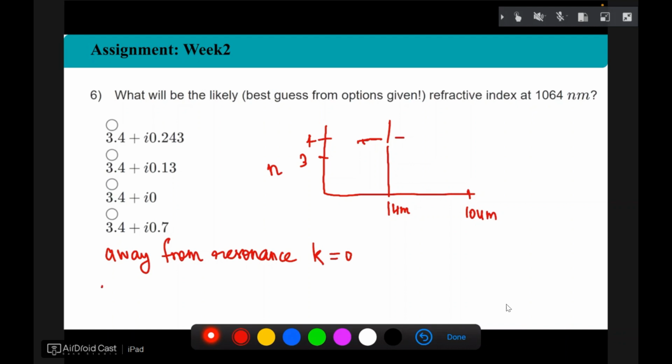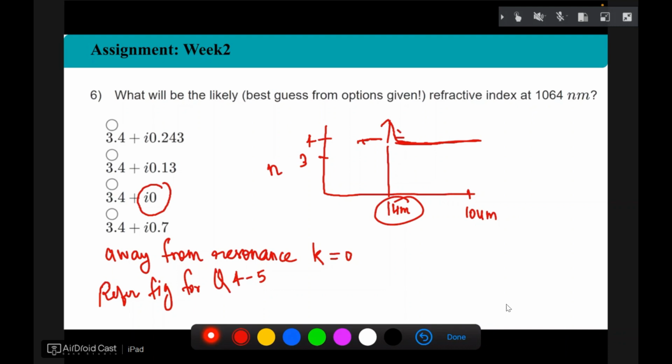Among all the options, there's only one option which has this condition, because we know where the resonance was. We can refer to the figure for questions 2 to 4. For gallium arsenide, it was like this. Away from the resonance, it was going flat. So if our resonance is around 1 micron, then away from the resonant value, the k value will be 0. So the best option is C.